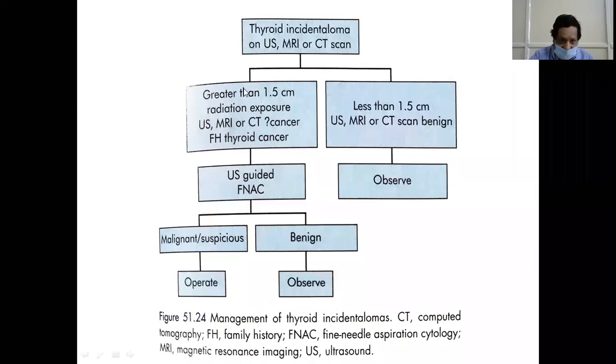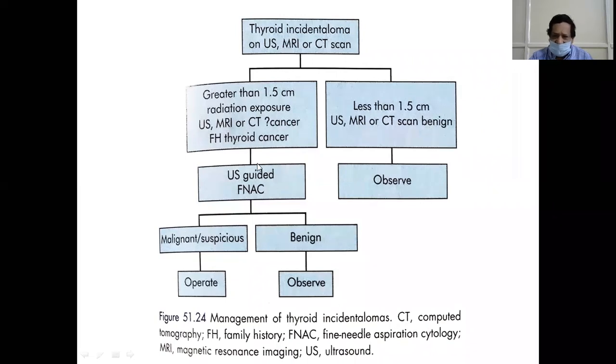So greater than 1.5 centimeters, history of radiation exposure, ultrasound, MRI, or CT suggestive of cancer, or a family history of thyroid cancer. In these cases, you do an ultrasound guided FNAC. If it is malignant or suspicious, you operate. If it is benign, observe.